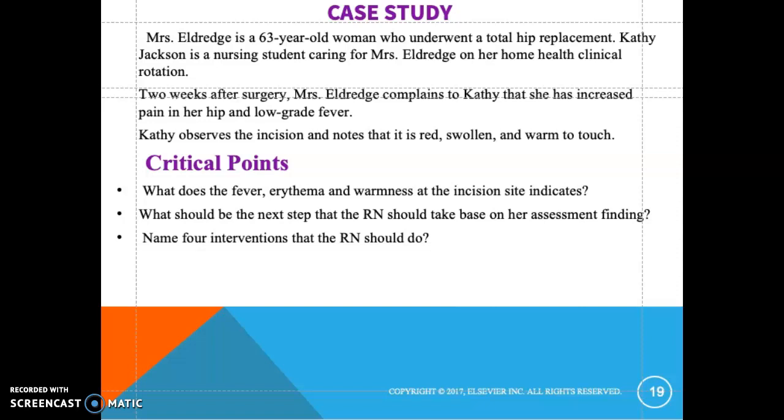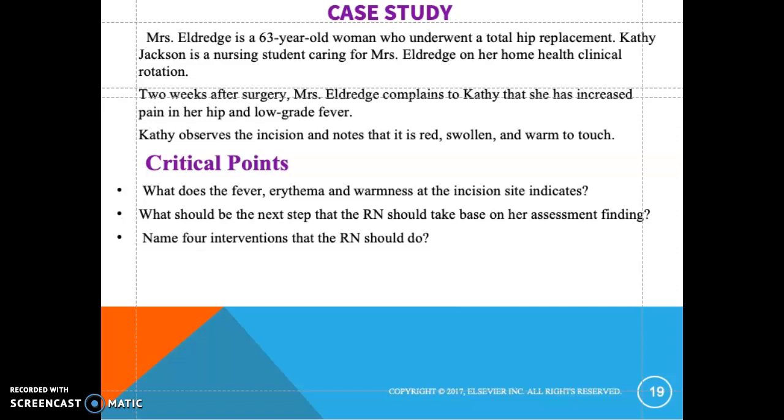Two weeks after the surgery, Mrs. Eldridge complains to Kathy that she has increased pain in her hip and low-grade fever. Kathy observes the incision and notes that it is red, swollen, and warm to touch.